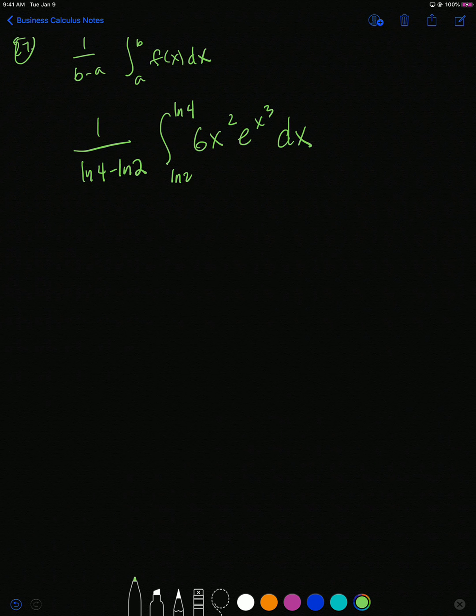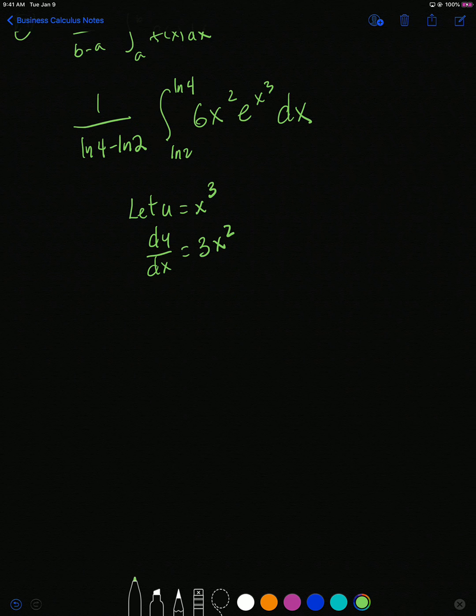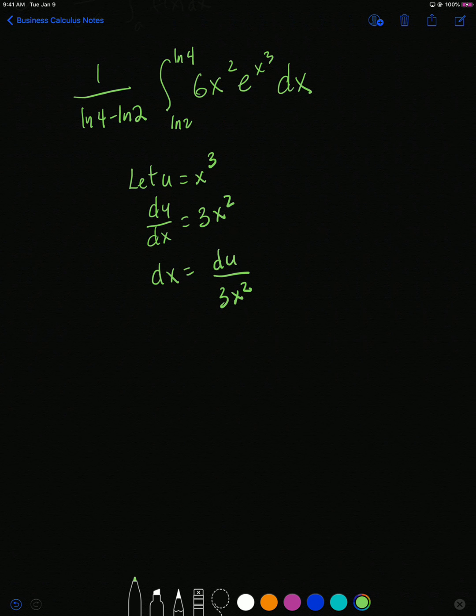The interesting thing is to complete the integration, you have to use integration by substitution. So I'm going to have to let u equals x cubed, the inside function. Then du dx is going to be 3x squared. So therefore, dx is going to be du divided by 3x squared. Now, I leave off the limits of integration for now. Just focusing on the antiderivative, 6x squared e to the u du divided by 3x squared after I substitute.